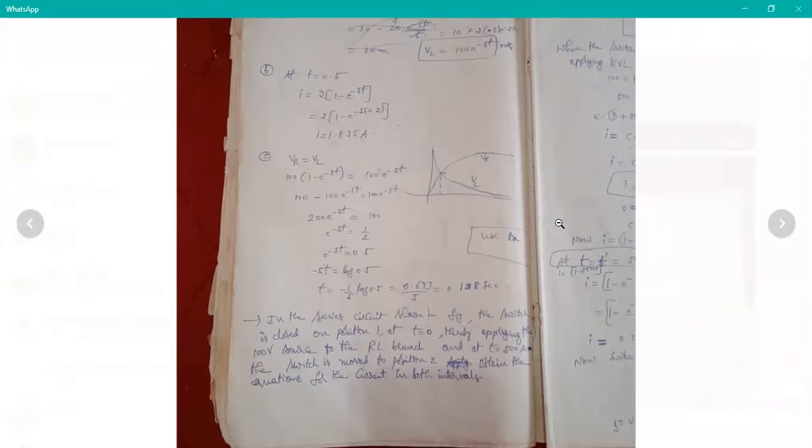thereby applying the 100 volt source to the RL branch.